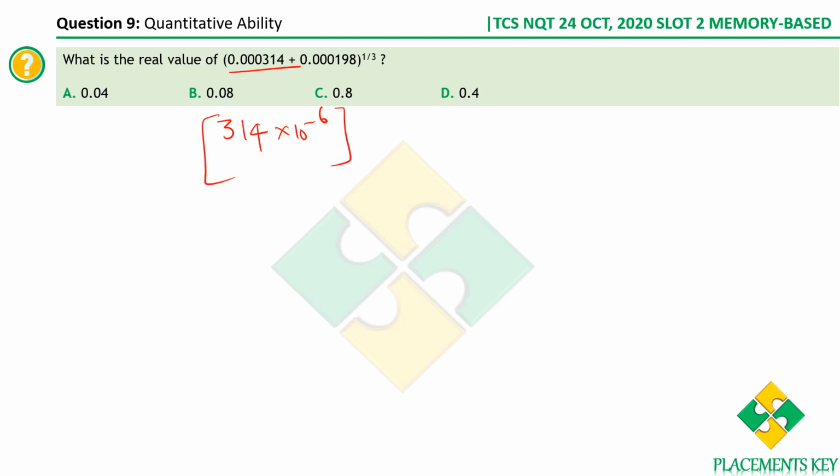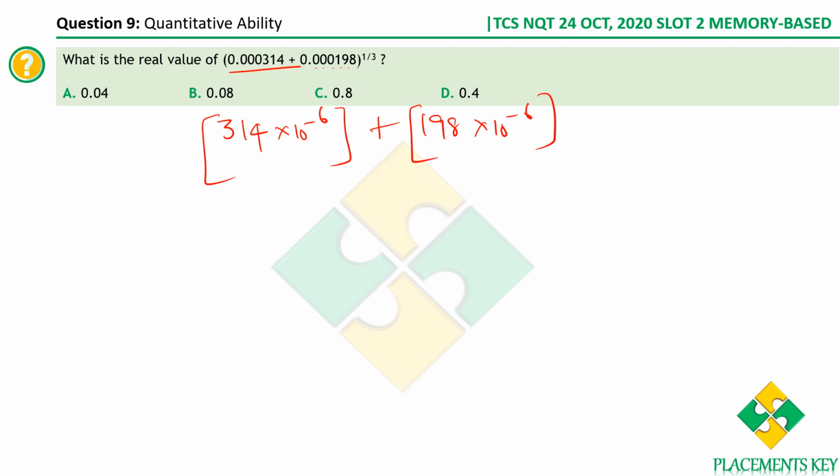And then this one is 198 into 10 power minus 6. Why 10 power minus 6? I hope you got it. 1, 2, 3, 4, 5, 6. After the decimal you have got 6 digits, and the value is far less than 1, therefore it has to be 10 power minus 6. Now directly, you have 314 and 198. Add these two.